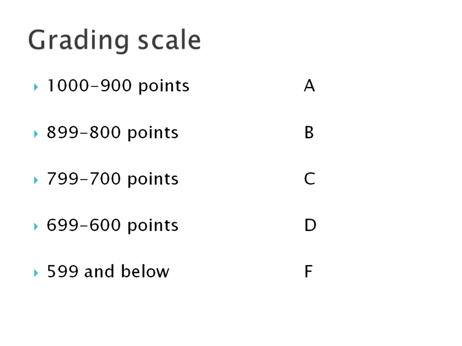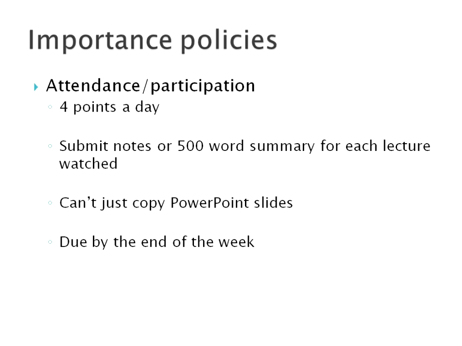The grading scale here gives you an idea of the point values. So 900 to 1,000 points is an A, 800 to 899 is a B, 700 to 799 is a C, etc. Again, this should give you an idea of where you are in a semester and what you can do to achieve the grade that you want.